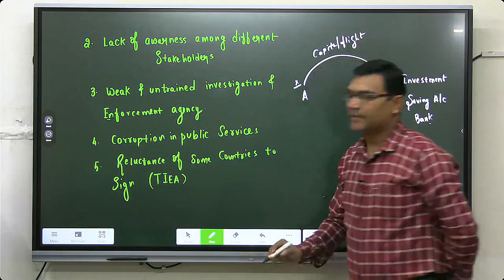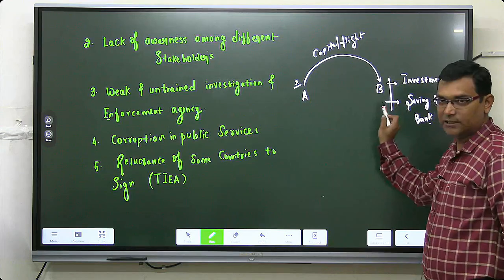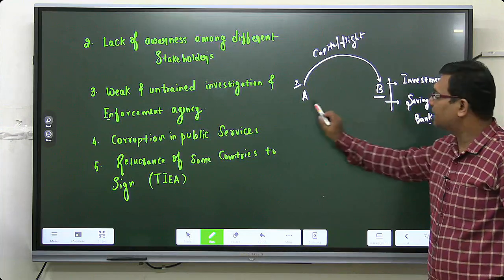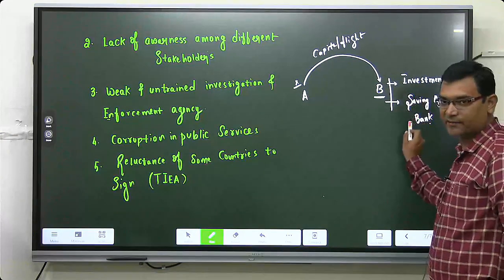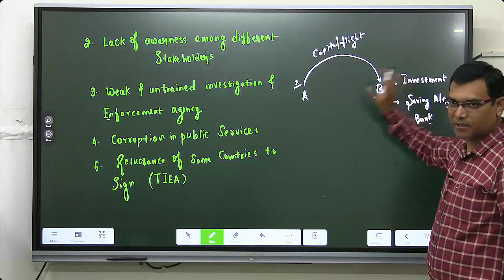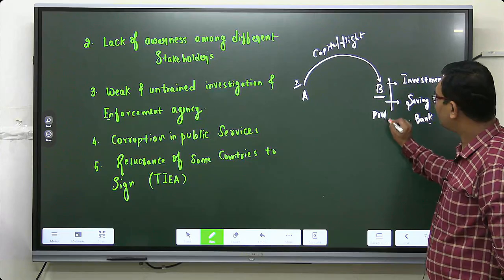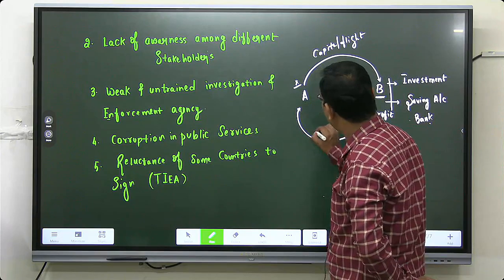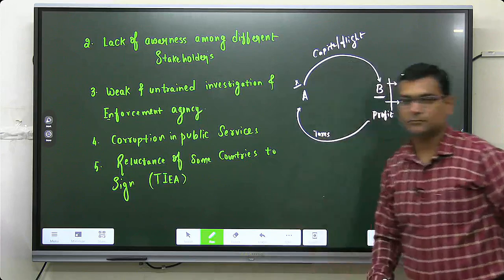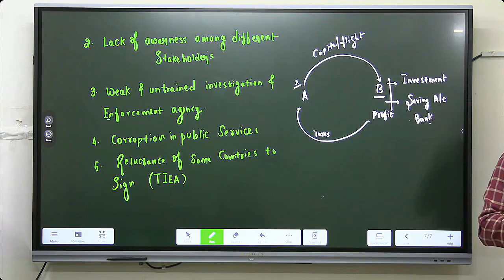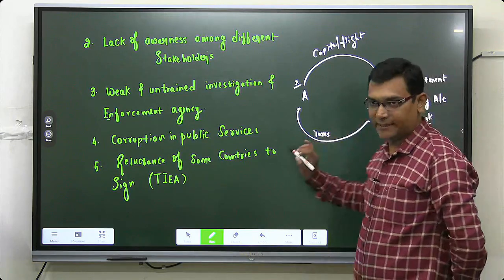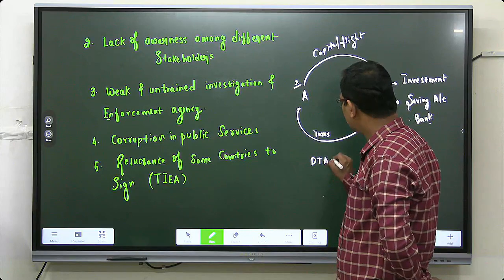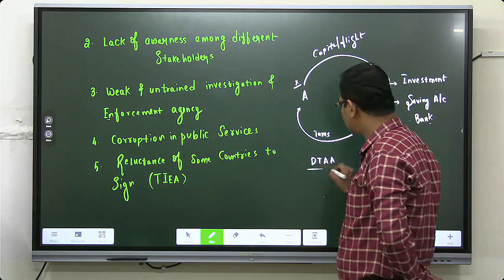For example, X as a person investing in investments or a savings account will get some interest and some profit. Whatever profit he gets, taxes have to be paid in country A also. To avoid such taxes, the government has made an agreement between A and B. That agreement is called DTAA, the double taxation avoidance agreement.